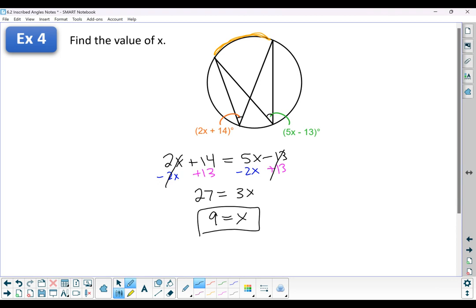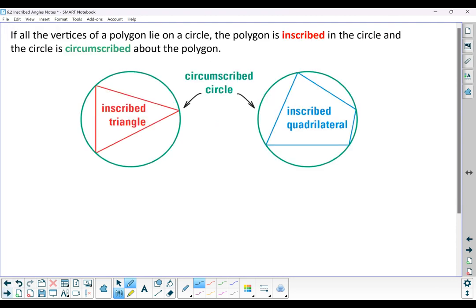And we were able to find x because we recognized that those two angles were congruent. Okay, if all of the vertices of a polygon lie on a circle, the polygon is inscribed in the circle, and we call that circle a circumscribed circle. Not every triangle or every quadrilateral can be inscribed in a circle.